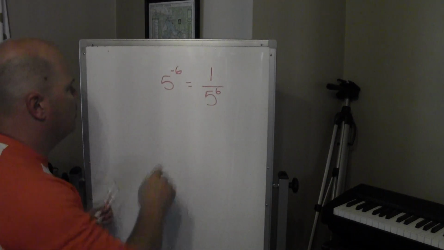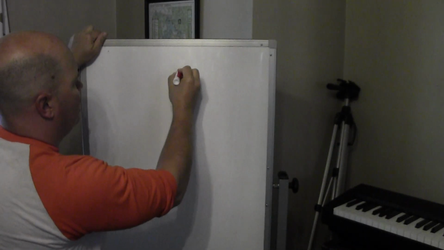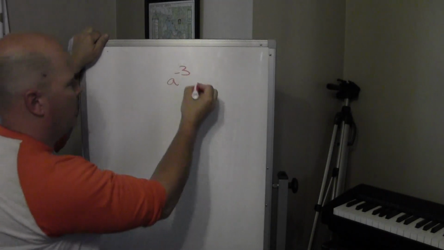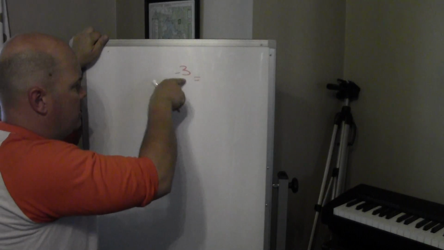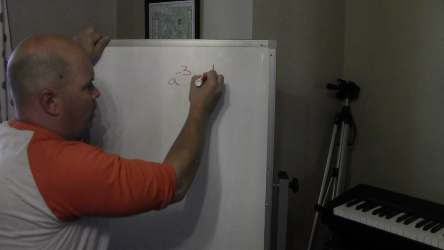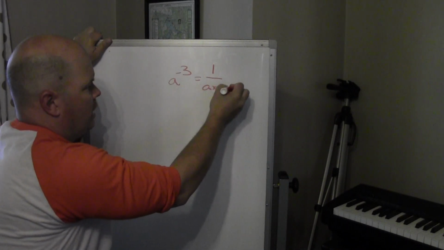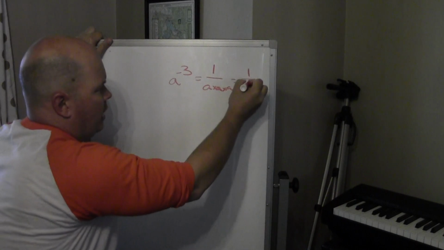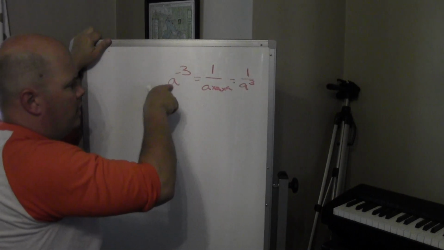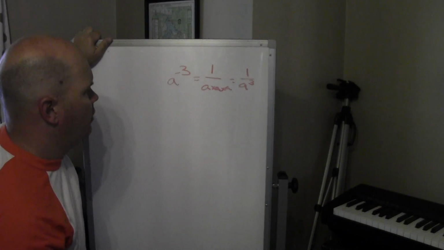If I was looking at letters, like a to the negative third power, I would say, well, I know that's a negative exponent, so this is going to be in the denominator. It's going to become 1 over a times a times a, which is 1 over a to the third. Or this just flips to the bottom, and my exponent becomes positive.